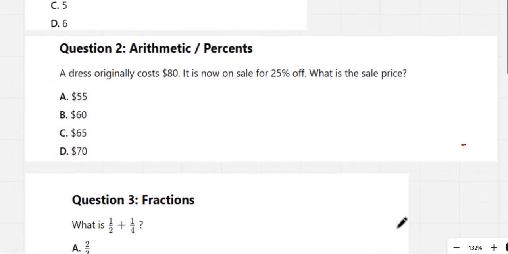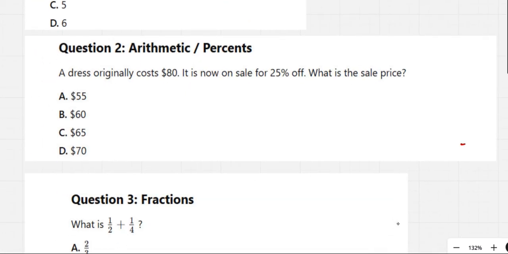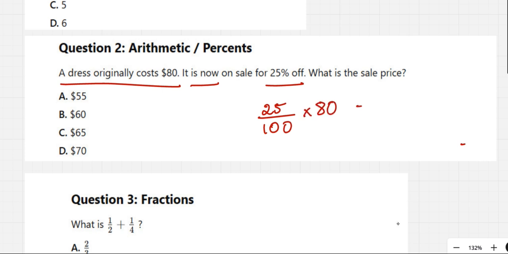Question number 2, it's arithmetic, the percentage. Our dress originally cost $80. It is now on sale, which is 25% off. What is the sale price? We'll figure out what 25% of 80 is going to be. We can reduce it further by saying 25 times 4 divided by 5, because 2 times 4, 2 times 5, that's going to be 100 divided by 5, which is 20.